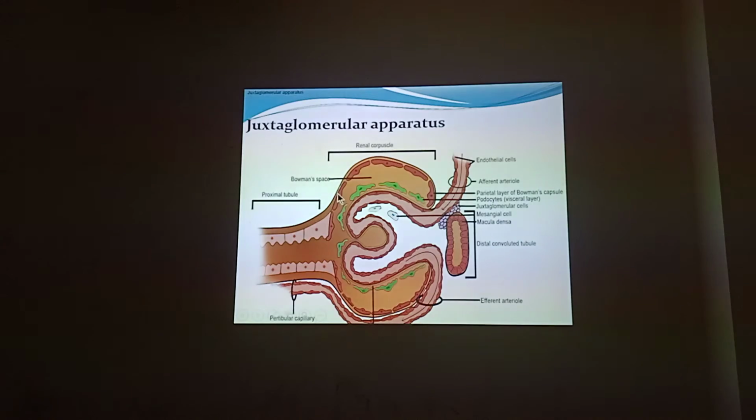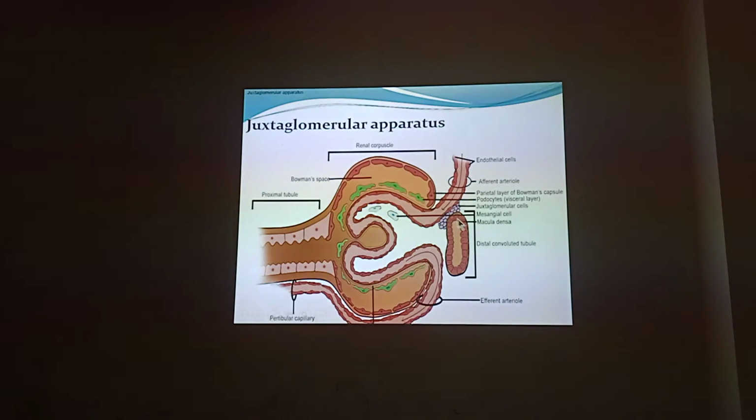Parietal layer is formed by the simple squamous cell. In the red color, what we are seeing is the simple squamous. And again this is, but here is some differentiation. It is converted into podocyte, and this is the visceral layer. Okay, and what is this? This is the mesangial cell. This glomerular capillary bath within the mesangial cell, which secrete erythropoietin, which stimulate RBC production.